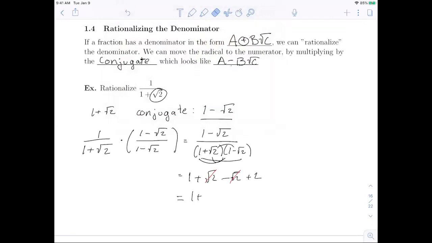Let me fix this real quick. And that's going to give me 1 minus square root of 2, still on the top, over 1 plus 2, which is just 3, right?